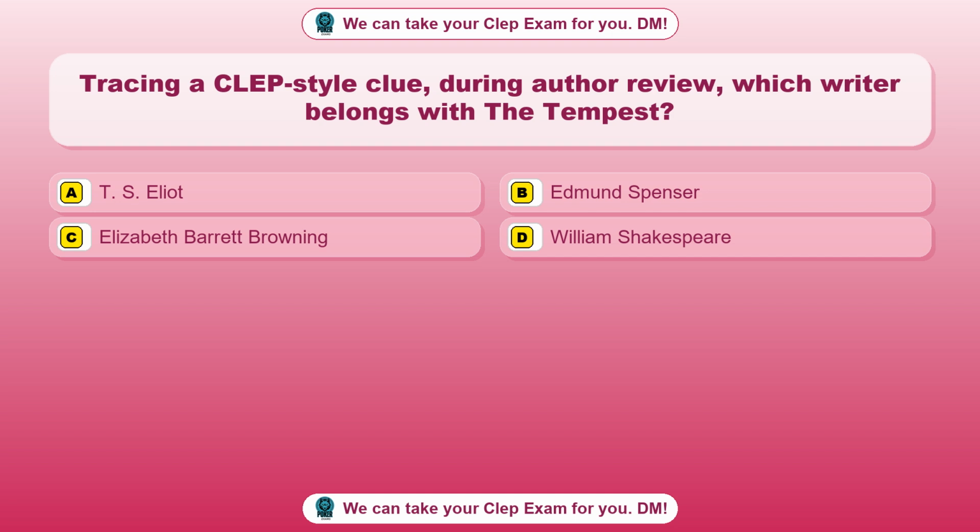Question 9. Tracing a CLEP-style clue, during author review, which writer belongs with The Tempest? Option A, T.S. Eliot. Option B, Edmund Spenser. Option C, Elizabeth Barrett Browning.